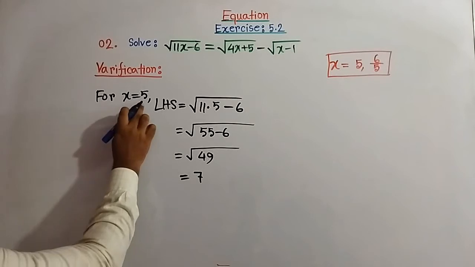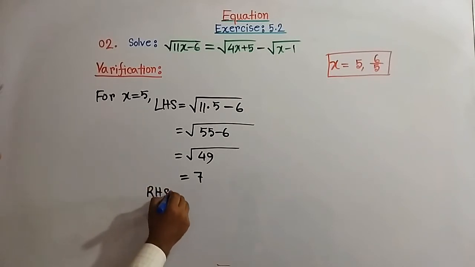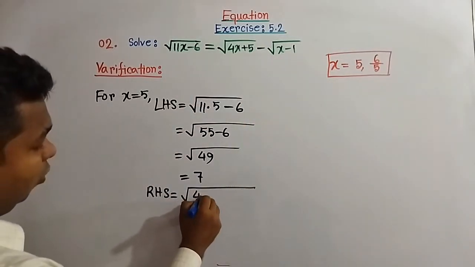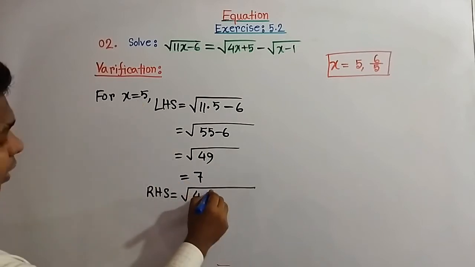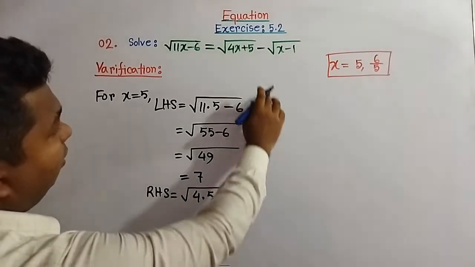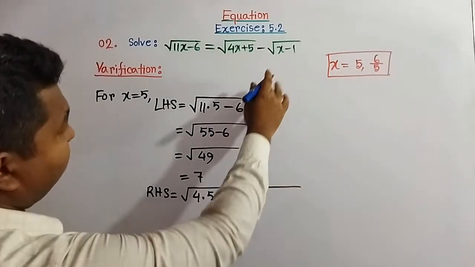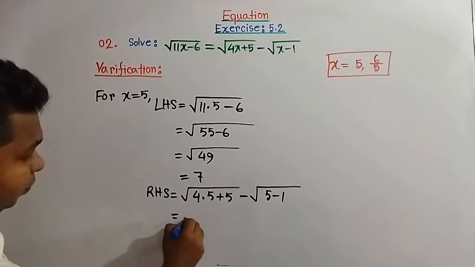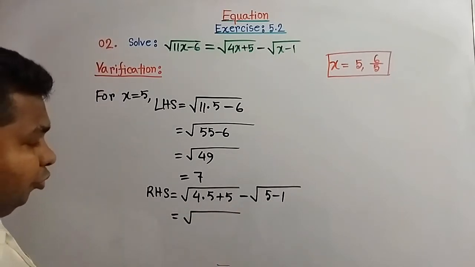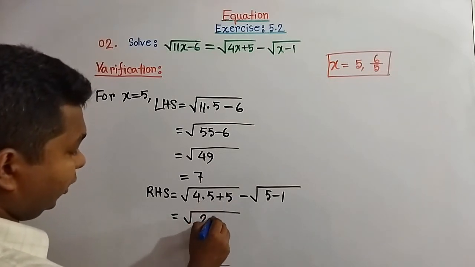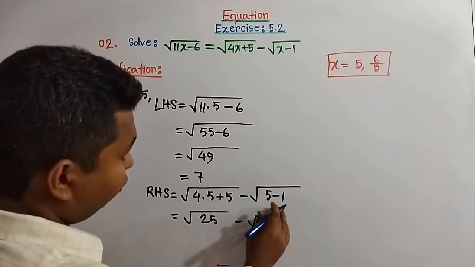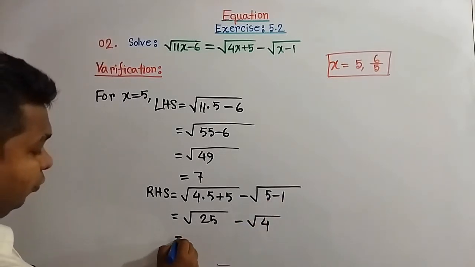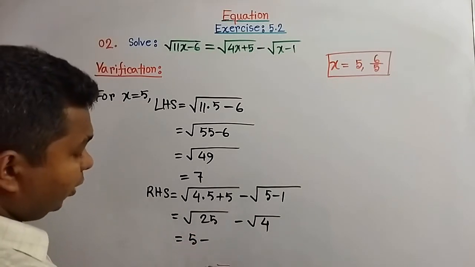Now for x equal to 5, the right hand side is √(4x + 5) − √(x − 1). So 4 into x, the value of x is 5, plus 5, then minus √(x − 1), the value of x is 5, so 5 − 1. Now 4 into 5 equal to 20, 20 plus 5 equal to 25, then minus √(5 − 1) equal to 4. So √25 equal to 5 minus √4 equal to 2.